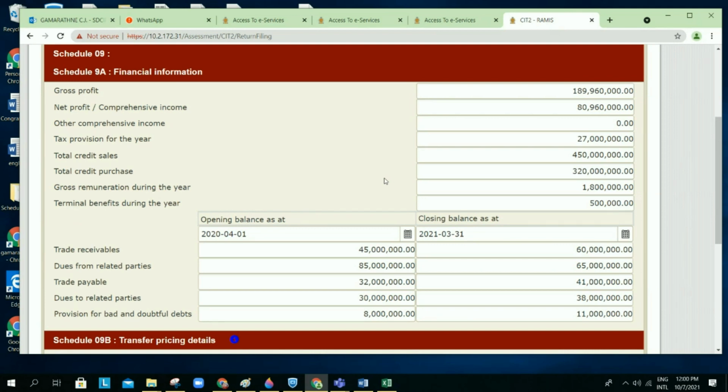And in the second part, you have to mention the items connected to the balance sheet: trade receivable due from related parties, trade payable due to related parties, and provision for bad debts and doubtful debts. Opening balances and closing balances. Sometimes you may think, why do we need to enter again this value which is taken from the financial statement? Why are we also uploading this financial statement?